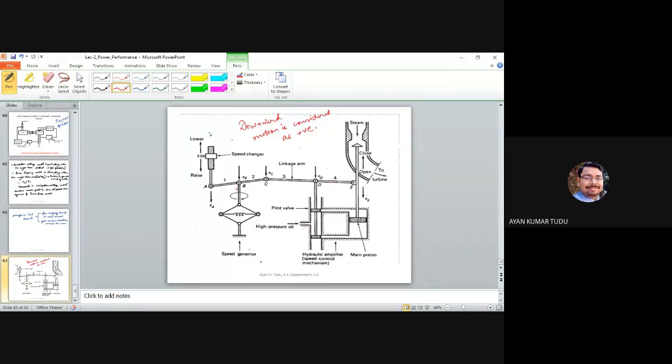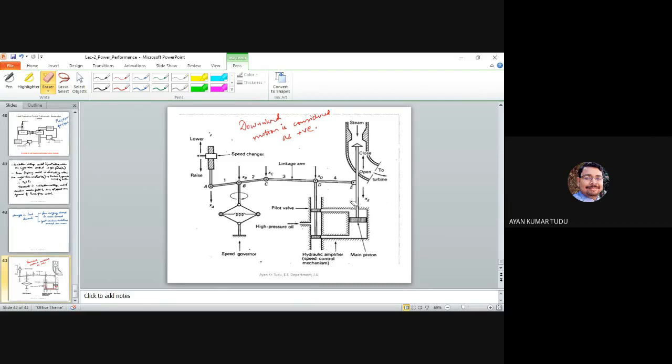If point B is going downwards, keeping A constant, then C is also going downward, and C going downward means D is also going downward. If D is going downward, the high pressure oil enters from this orifice and will be moving the piston upwards. If this main piston is moving outwards, the steam valve will be closing. If the steam valve is closing, less steam goes to the turbine, so the speed of the turbine will decrease.